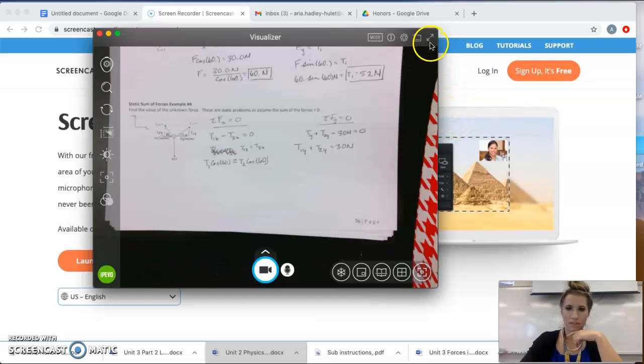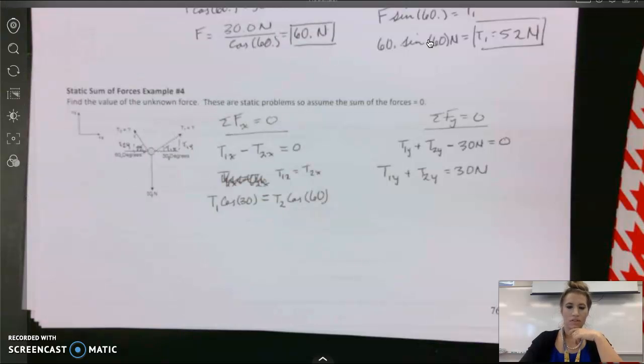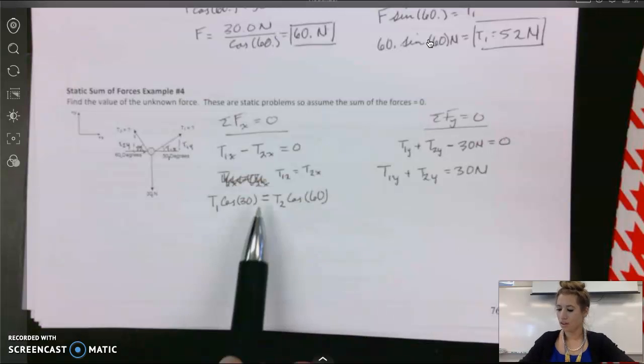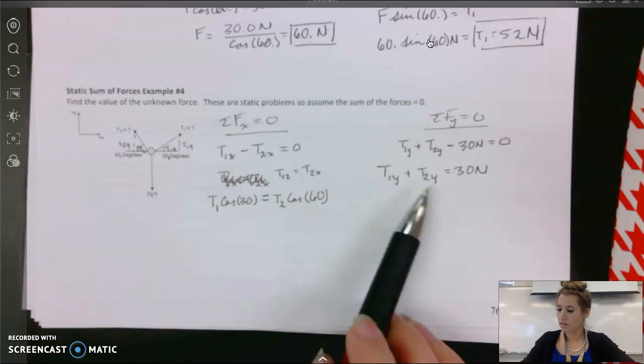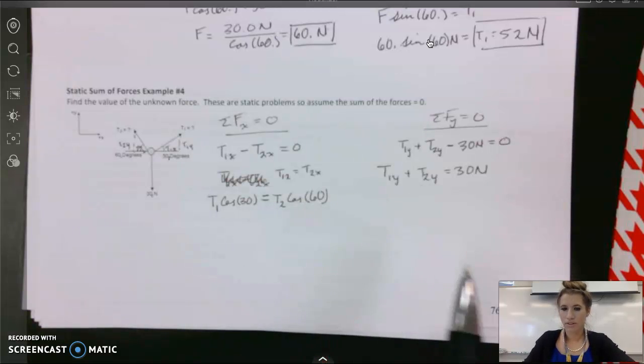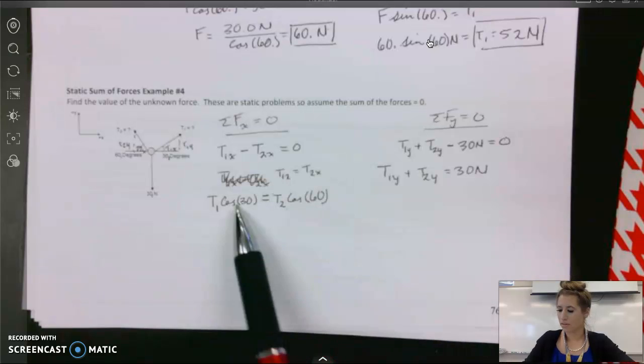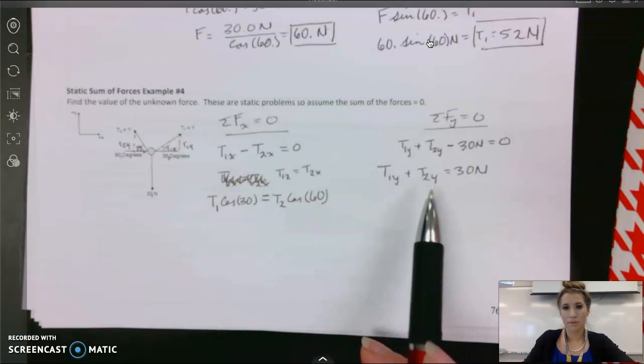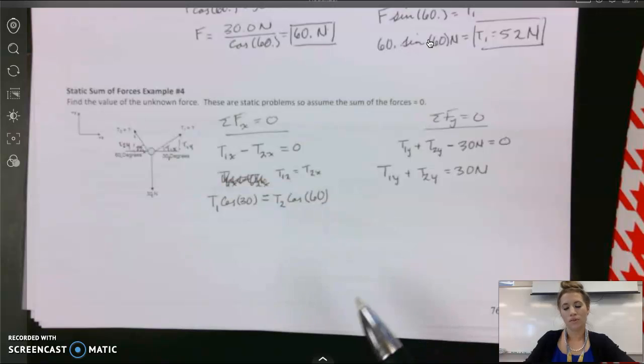Okay, let's wrap up this question. So here's what we have going on. We have two equations, and so you could call those a system of equations, right? We have two equations and two unknowns. And so that's how we know that we can solve this.